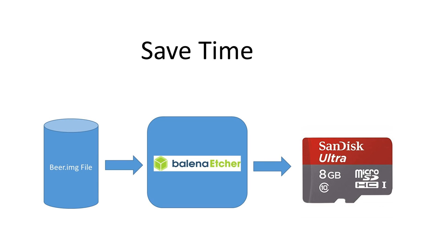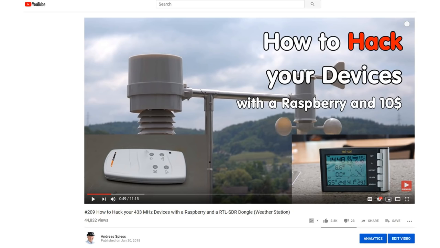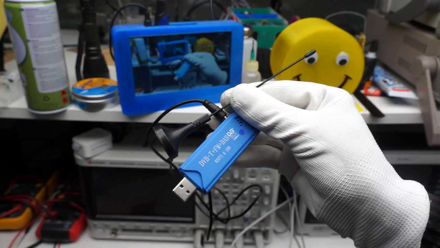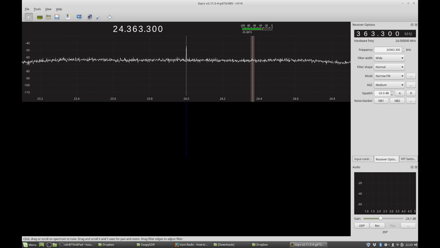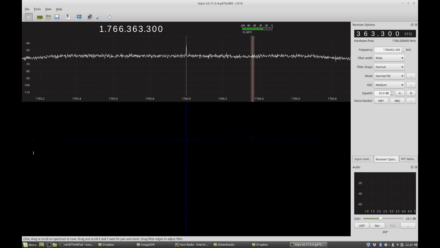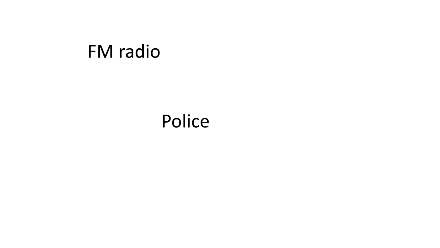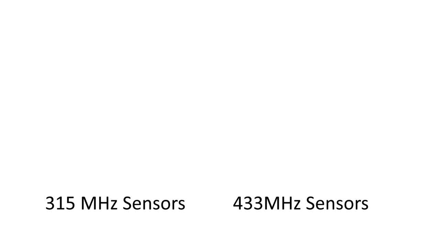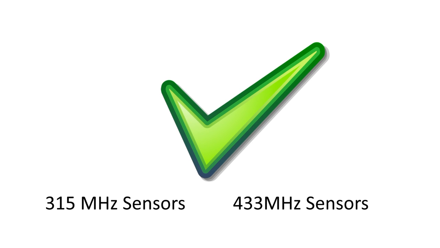Let's start with the SDR receiver. If you do not know what an SDR receiver is, I suggest to watch video number 209. Our receiver looks like that. It costs around $10 and, if you have the right software, can receive all signals in the range of 24 to 1766 MHz. This includes FM radio, police, air traffic, mobile phones and amateur radio. Unfortunately, you are not allowed to listen to most of these services. Nevertheless, you can also use it to listen to the 315 or 433 MHz sensors, which is officially approved.